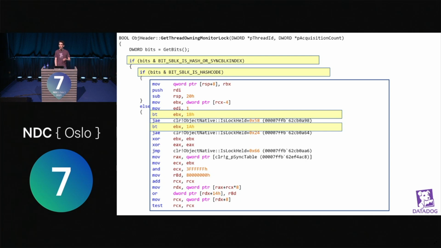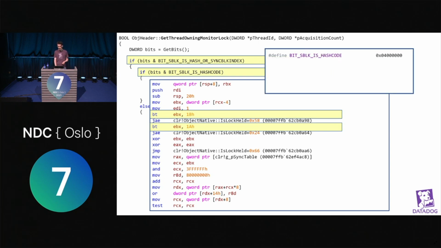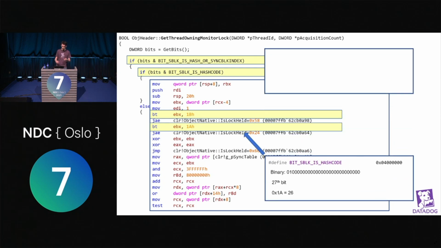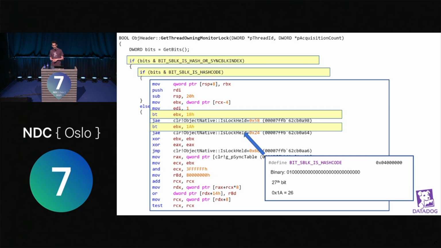So to verify that, I checked the value of the constants that we are testing. For instance, BitSyncBlockHashCode has this value, which is this binary representation, which means check if the 27th bit is set. And 1A in hexadecimal is 26, which means that this instruction is checking this constant. Here you may be confused because we are talking about the 27th bit, and we are calling BT with the value 26. The trick is that BT is 0-based. So BT0 is testing the first bit, BT1 is testing the second bit, and BT26 is testing the 27th bit.